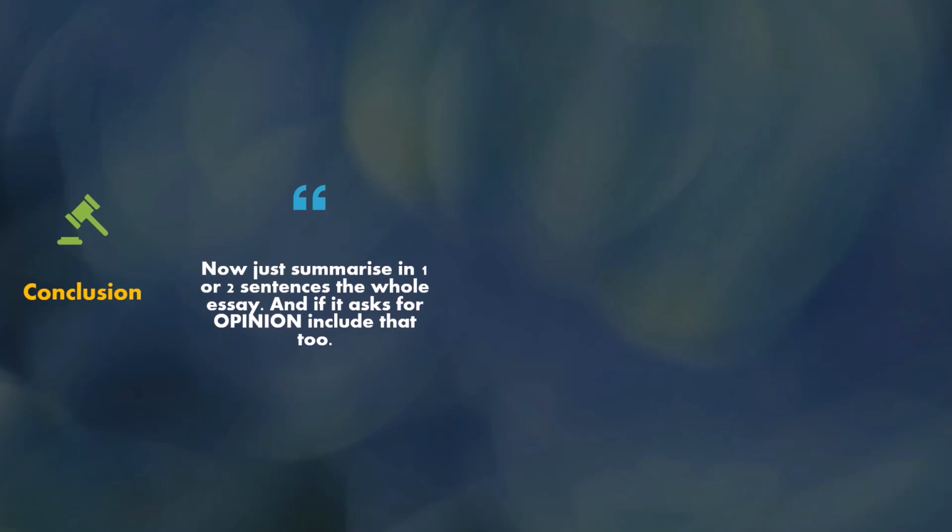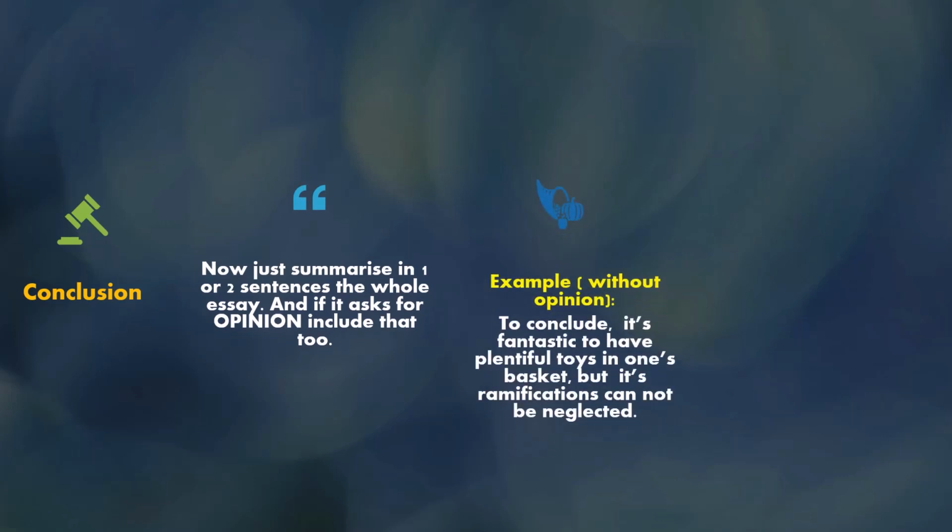Moving to our conclusion. So in conclusion, you will have two or one statement. So if it is not an opinion, then you will just say that to conclude, it's fantastic to have plentiful toys in one's basket, but its ramifications cannot be neglected. Ramifications means some drawbacks cannot be neglected. So here, as you can see, as they have not asked for my opinion, I am not giving my opinion as I feel. I'm just saying what this essay discussed. So it's fantastic to have toys, but at the same time, its drawbacks cannot be neglected. So I'm just saying that both are there.